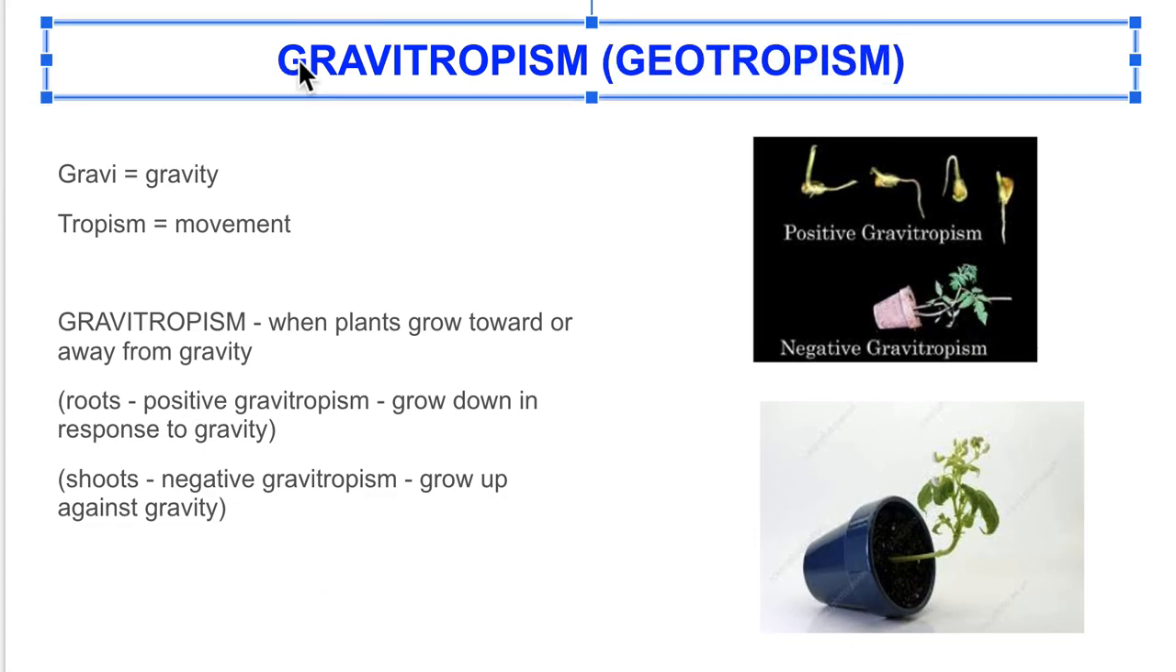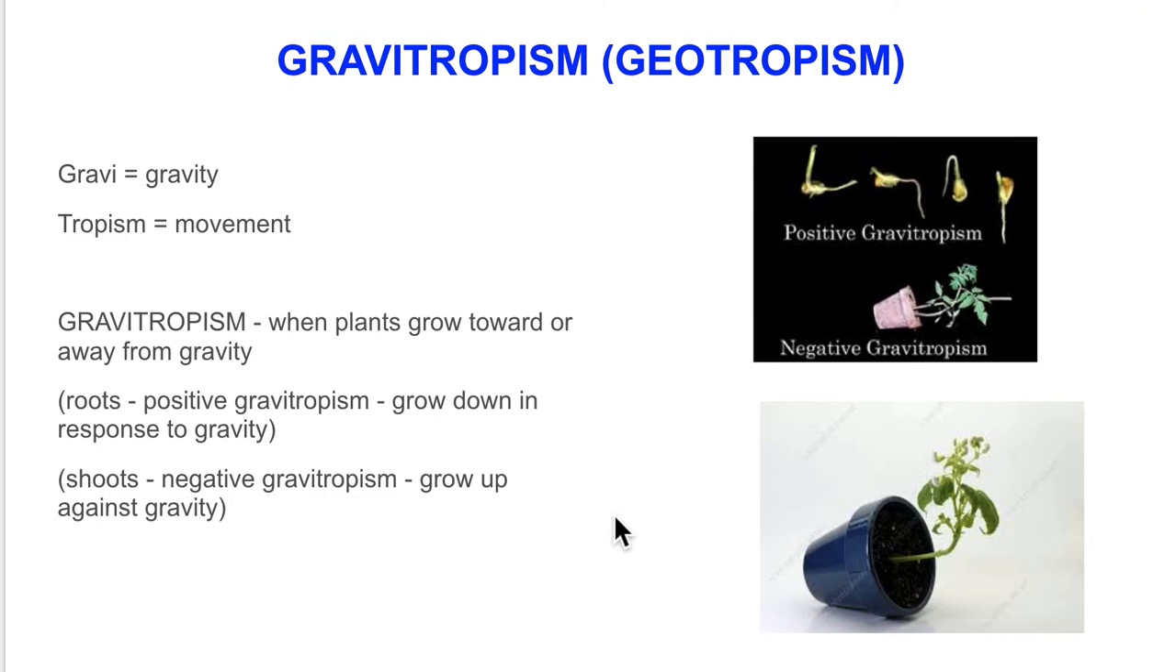So gravi, this would be gravity. Right? So plants and seeds are going to respond to the gravity around them. So gravitropism is when it either grows toward or away from gravity. And there's two types. There's positive gravitropism or geotropism, and then negative geotropism. So the roots do positive geotropism.